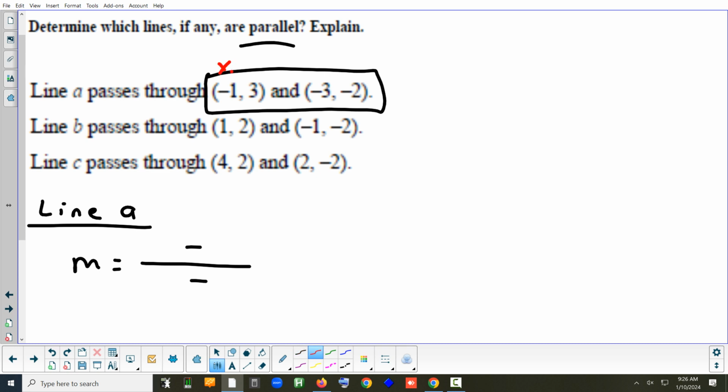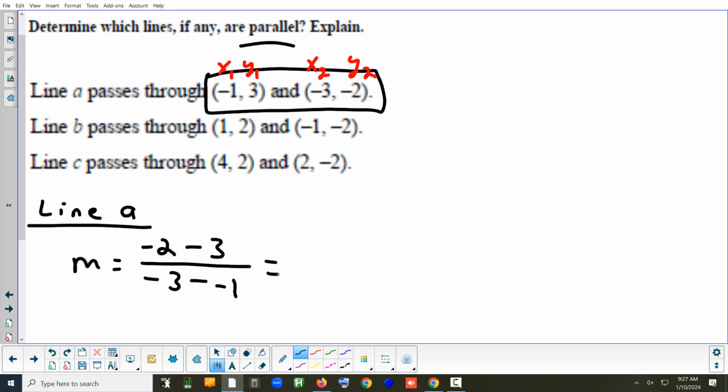Let's label them first. So x1, y1. x2, y2. So if I label them like that, what's the order it would go in the top? Y two minus y one. So negative two minus three. And what would go in the bottom? Negative three and negative one. Negative three minus negative one.